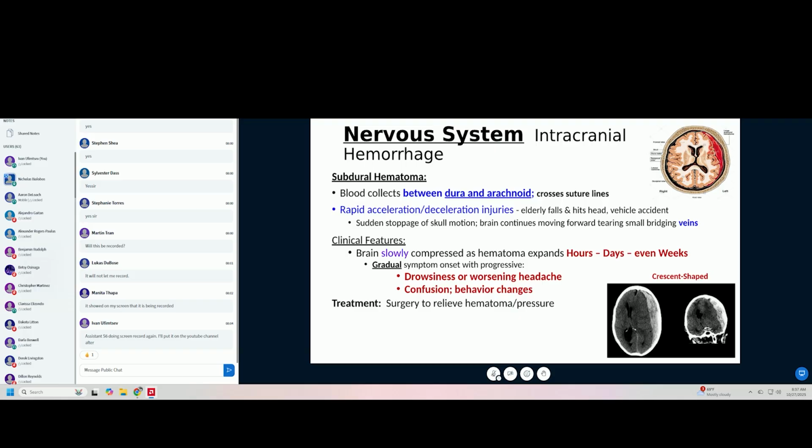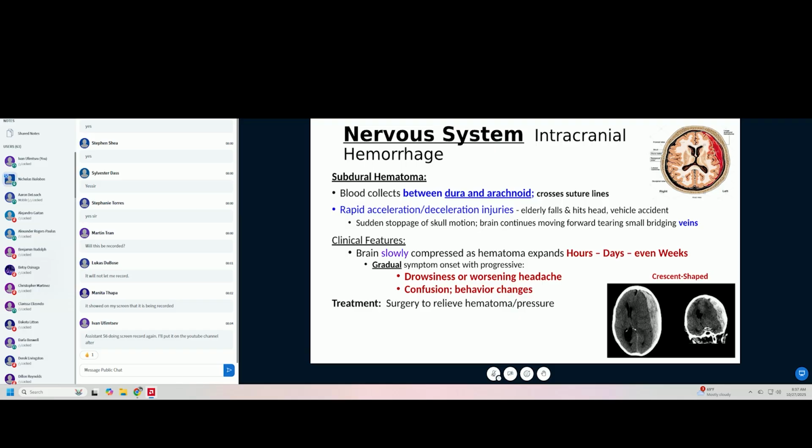It can happen too when patients fall. Most of the time, it's going to be your elderly folks. When they fall, they hit their head. Again, it's the same kind of concept. You're falling, the brain's moving forward, your head gets stopped by whatever you fall on, but that brain keeps moving, and that shearing force as well can start tearing those bridging veins.